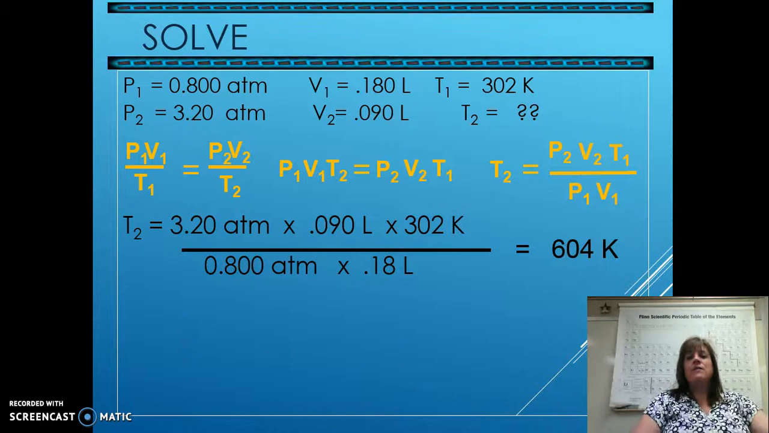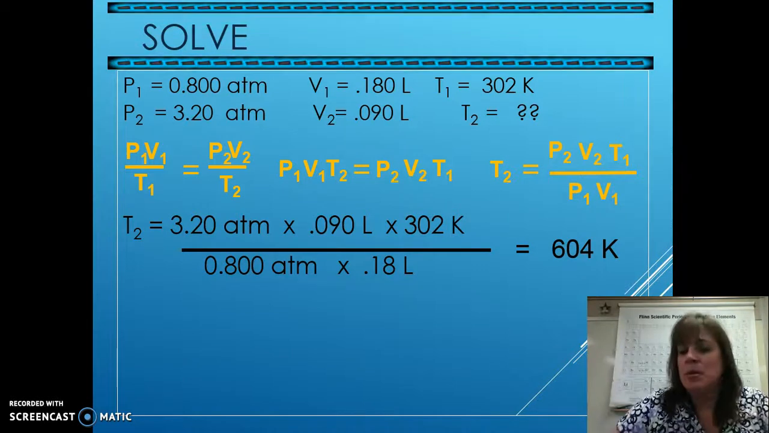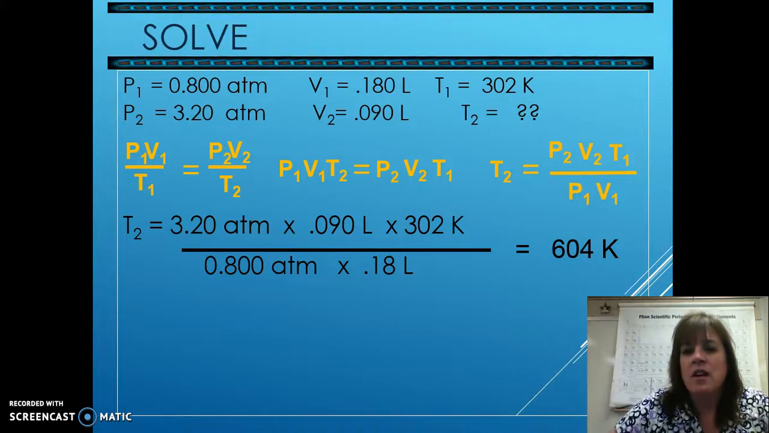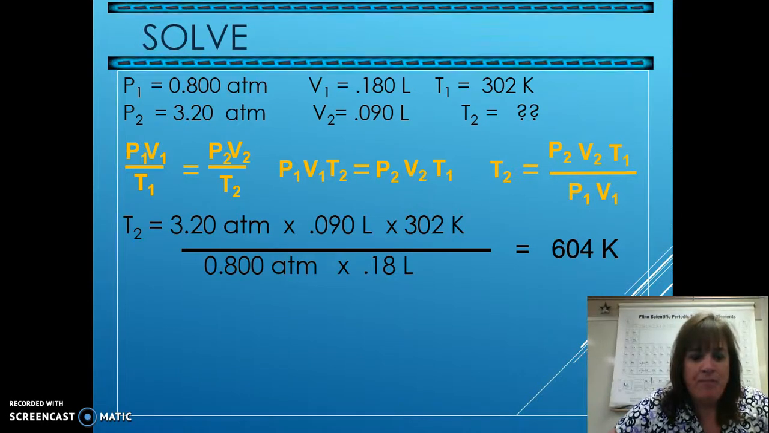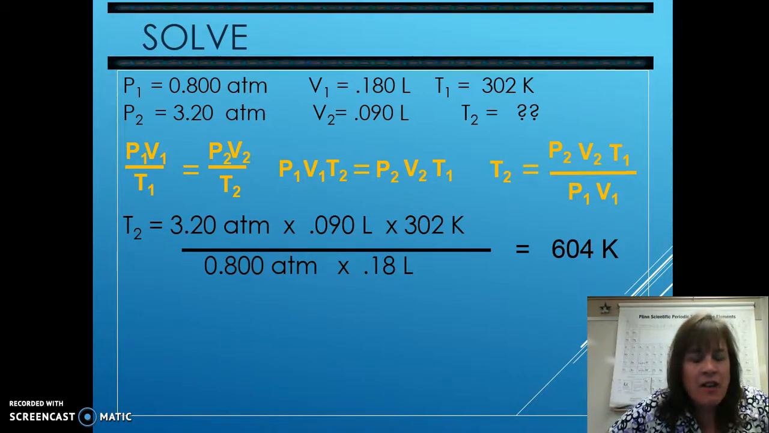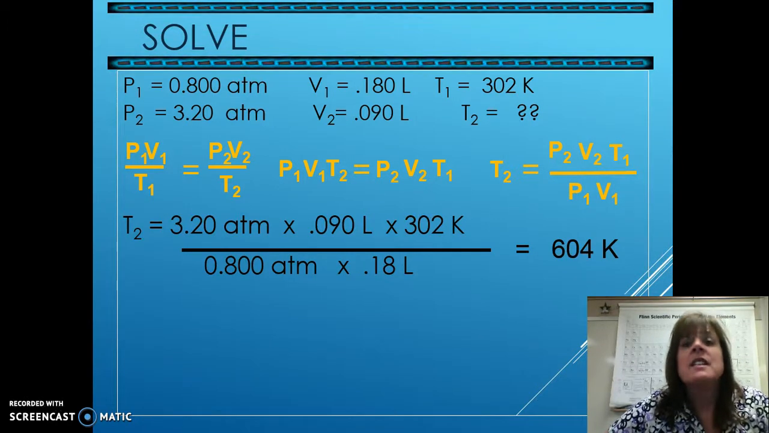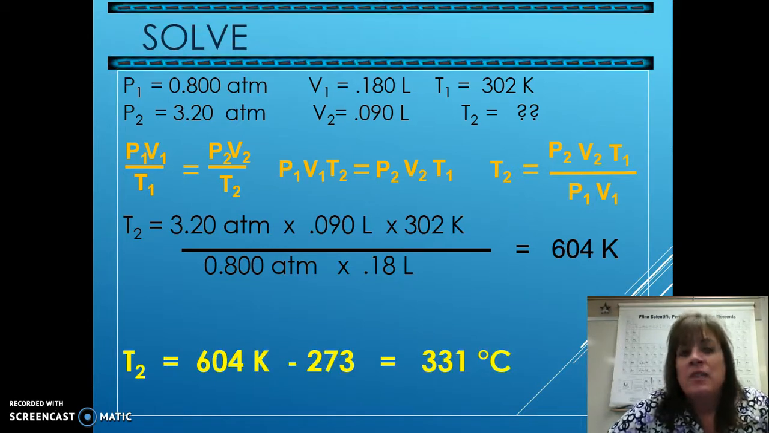Now, when you solve this, you're going to get a temperature in Kelvin. So if you got 604 Kelvin, you did good math. But I didn't ask for the temperature in Kelvin. I asked for the temperature in Celsius. So what do we got to do? We got to subtract 273. And that'll give us 331 degrees Celsius.